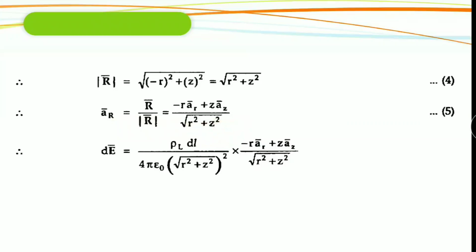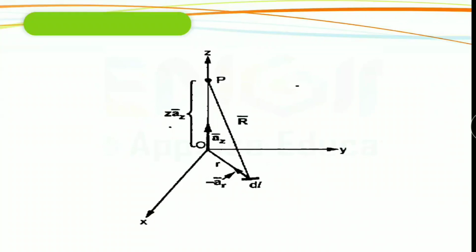Here an important note is the determination of vector r bar. For the determination of vector r bar, we have to take the coordinate points of P and the coordinate points of dl. Here the coordinate points of P is (0, 0, z), and the coordinate point for dl is (0, r, 0). The important note is that the direction of aR bar is towards the r direction, so for this purpose we take a negative sign, that is, minus aR bar.